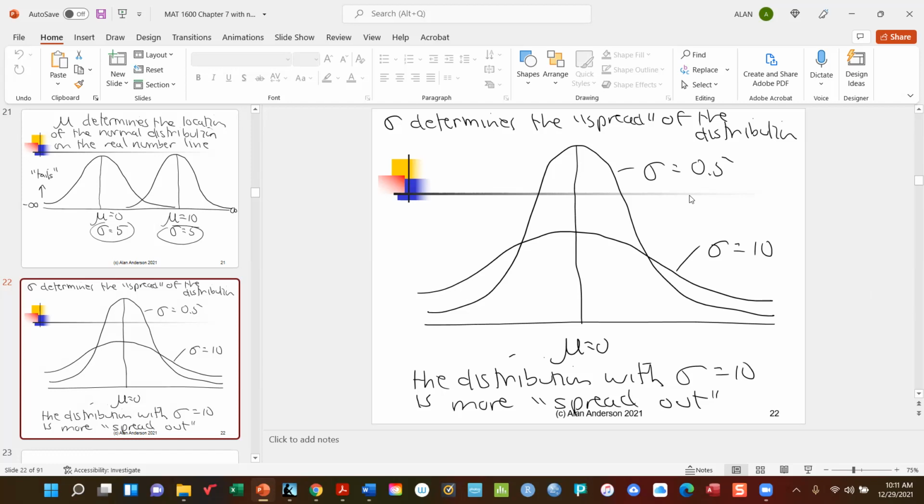But the basic properties never change. In other words, each curve has an area of 1. They're both symmetrical about their mean. What's different is the way they're spread out. So those two features, the mean and the standard deviation, uniquely characterize the normal distribution. There's an infinite number of normal distributions, each with its own unique value of the mean and the standard deviation.